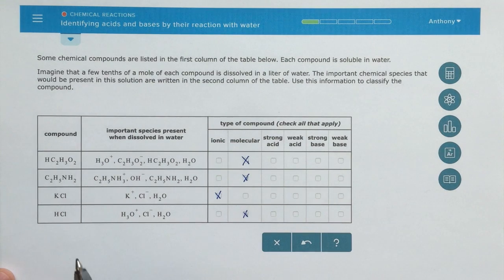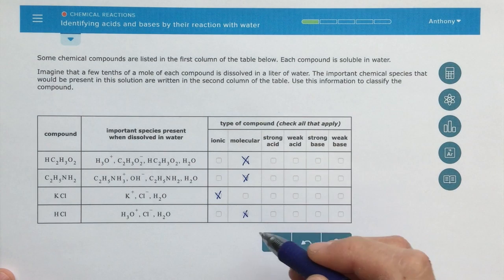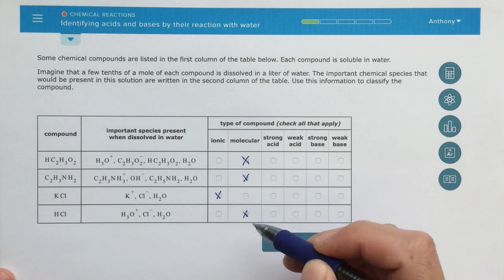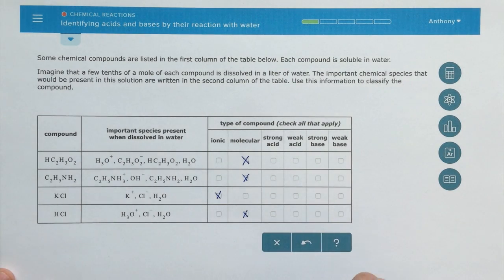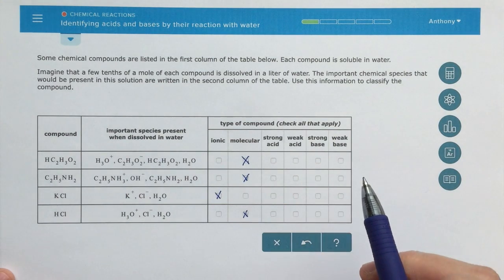This is not a metal. Hydrogen is not a metal, so it's not technically going to be an ionic compound. So we are going to still show this as a molecular compound. Now let's get into the rest of this treatment.